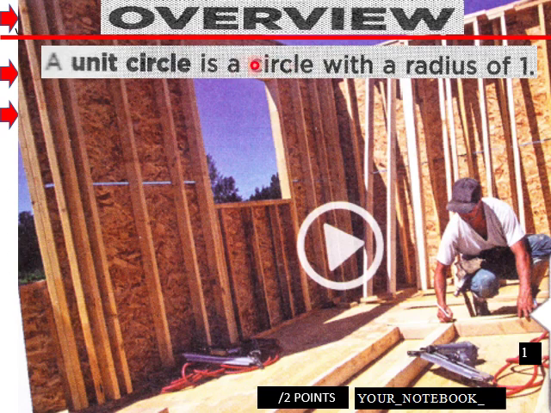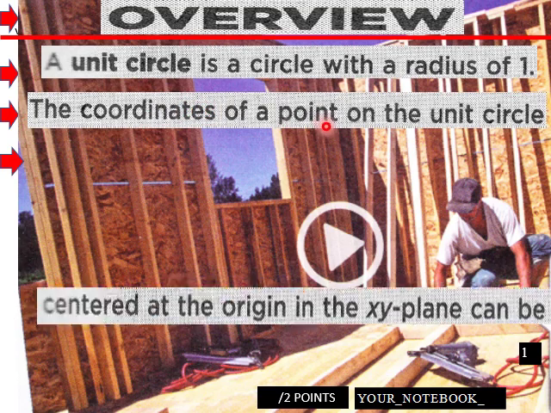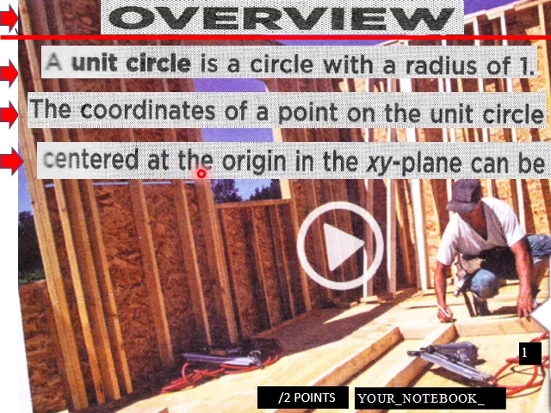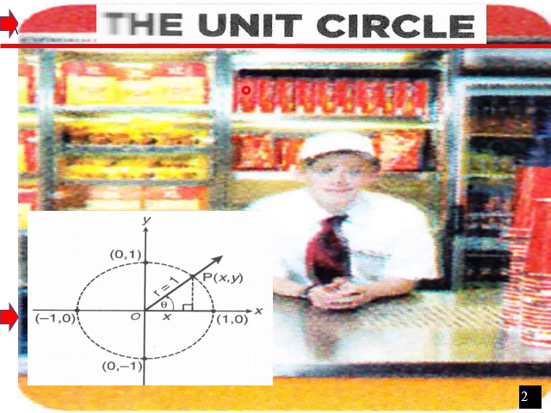A unit circle is a circle with a radius of 1. This is important: the coordinates of a point on the unit circle centered at the origin in the xy plane can be expressed in terms of cosine and sine. So that's nice to know.